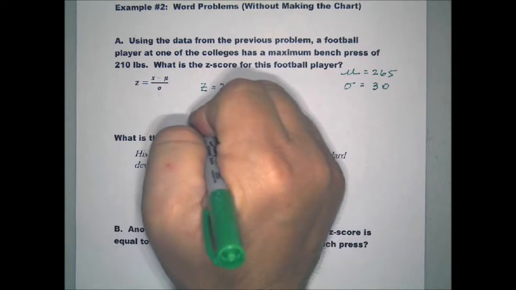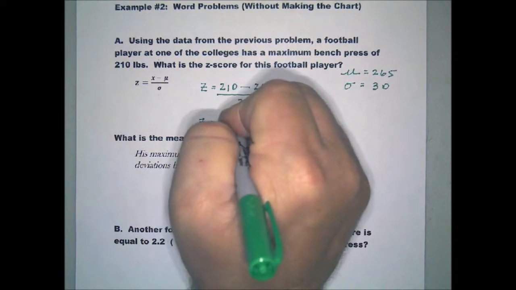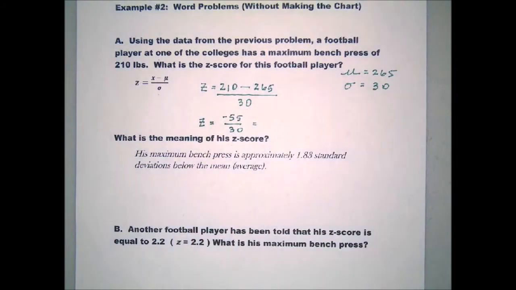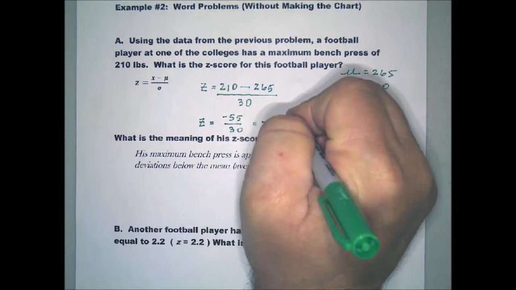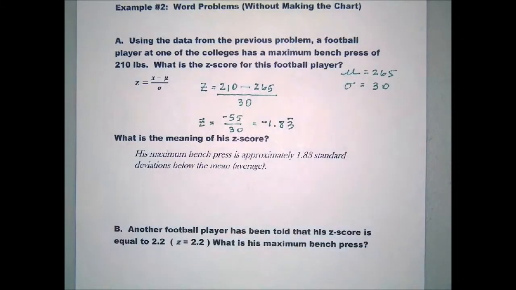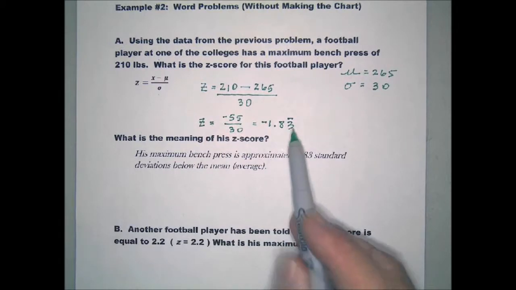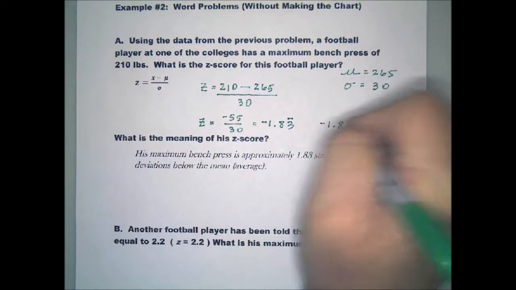So now all you have to do is get out your calculator, and 210 minus 265 is negative 55 over 30, and do that division. And you do get a long repeating decimal, negative 1.83, and it's the 3's that repeat. So we just usually use 2 decimal places for a z-score. So that would be this player's z-score, negative 1.83.